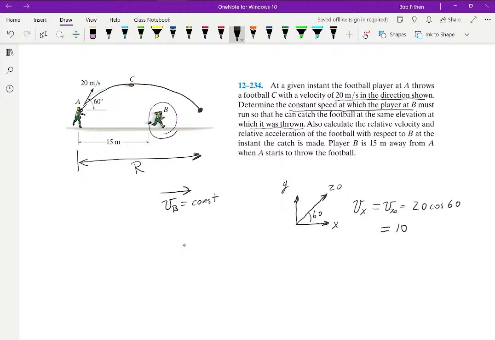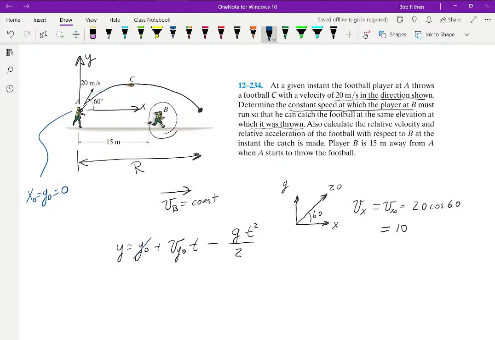A couple of ways you could do it. You could recognize that if you put this coordinate right here, where this is x and this is y, then there is no y naught in your equations of motion. Let me write the whole equation. y is equal to y naught plus vy naught t minus, since gravity does occur in the y direction, g t squared over 2. Now I can say x naught is equal to y naught is equal to 0.